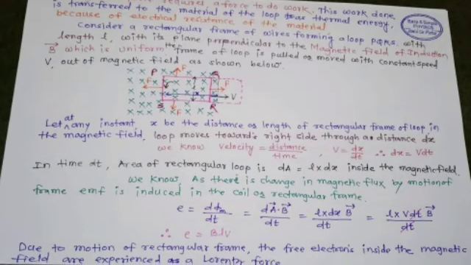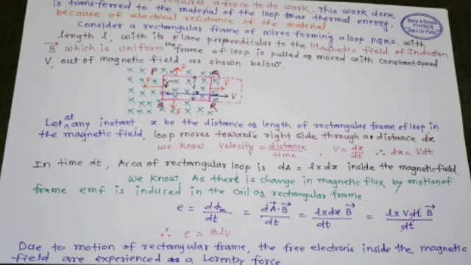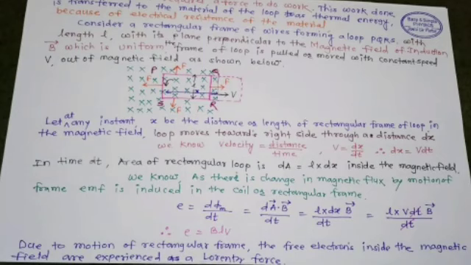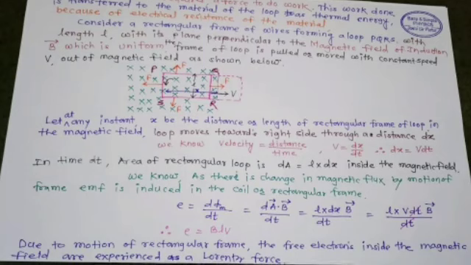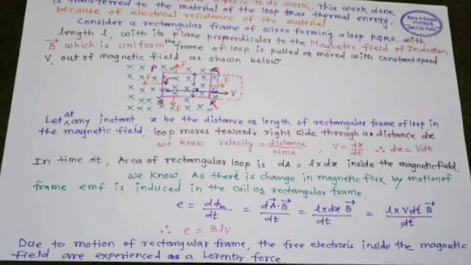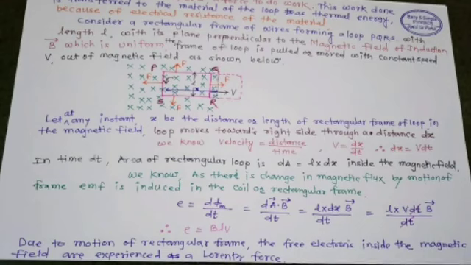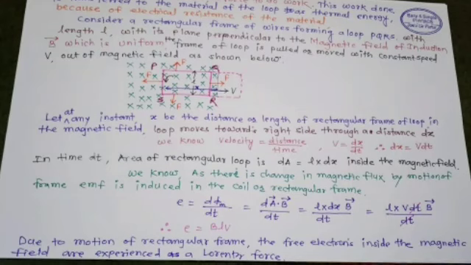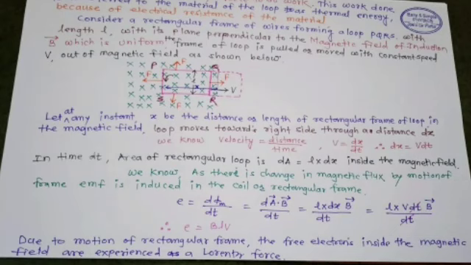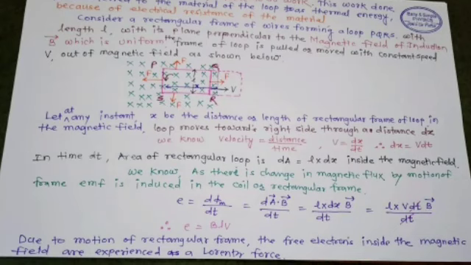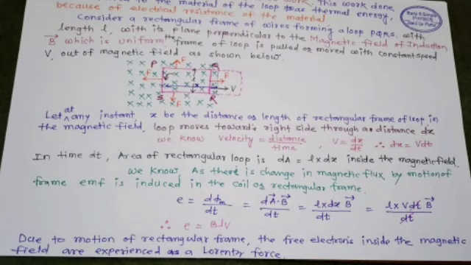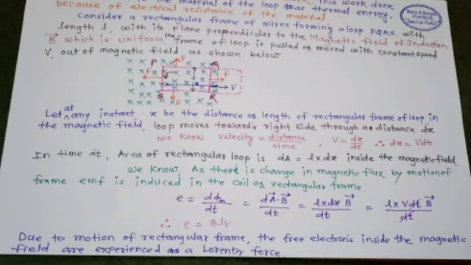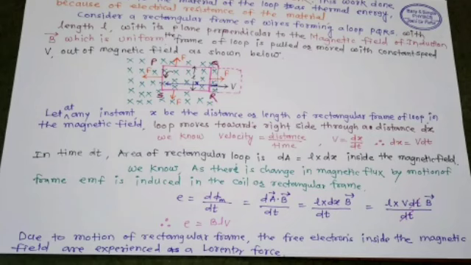Let at any instant x be the distance or length of the rectangular frame of the loop in the magnetic field. The loop moves towards the right side through a distance dx. We know velocity equals distance upon time, so v equal to dx upon dt, dx equal to v dt. In time dt, the area of the rectangular loop inside the magnetic field changes by dA equal to L multiplied by dx.